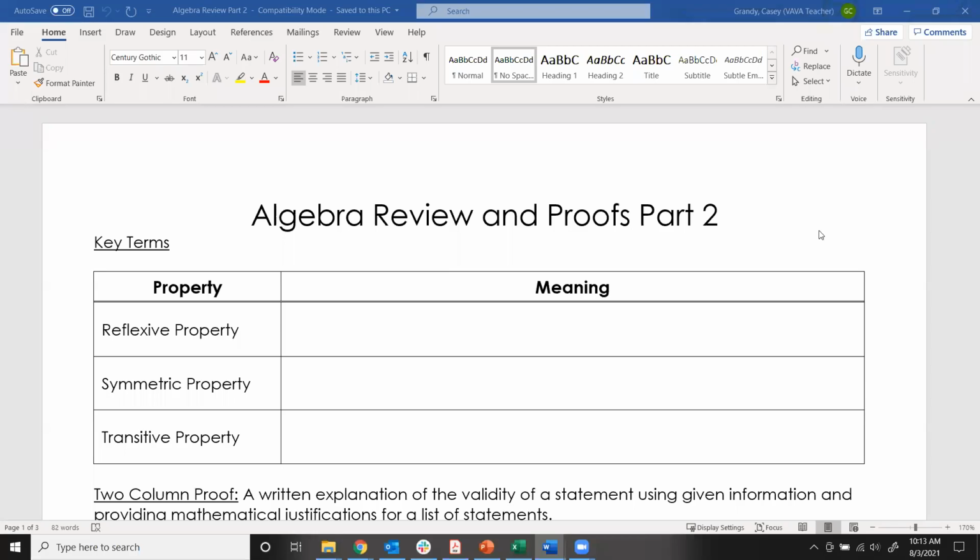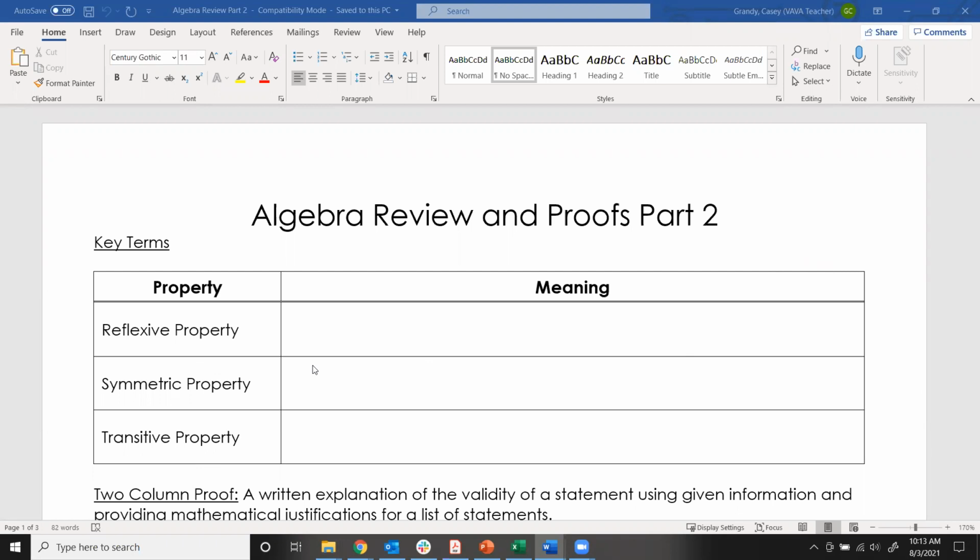Hi everyone. In this lesson, we're going to continue to review algebra, and we're going to start using them in some proofs. Nothing too hard, I promise. In Algebra 1, you should have also learned the three properties: reflexive, symmetric, and transitive. If you don't remember them, that's what I'm here for, to help you review them.